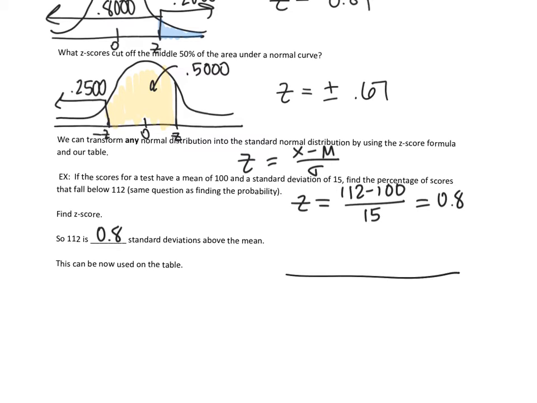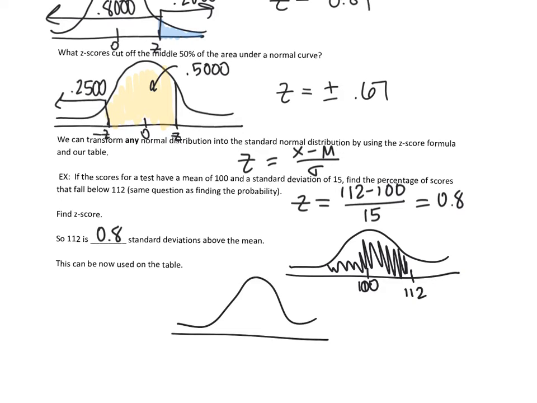So if we were looking at it before, we'd have our curve with 100 with 112 above it. So this is our normal distribution, and we find the area underneath for below, but we've now converted it to a standard normal, where our mean is 0, and we're doing 0.8 standard deviations above the mean, and now we want to find the area underneath that curve.